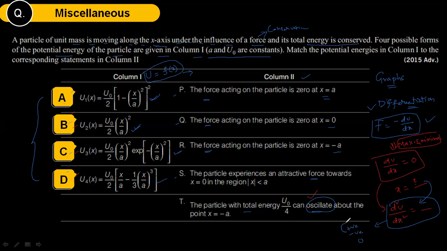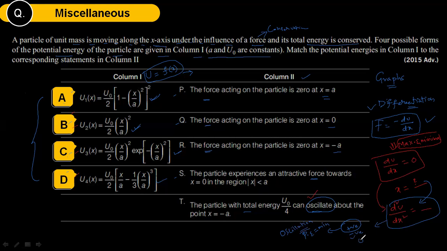If it comes out to be positive, then we can conclude that the potential energy is minimum. I repeat, students, if d²U/dx² comes out to be positive, then the potential energy will be minimum, and then oscillation is possible. In the remaining two cases, oscillation won't be possible.